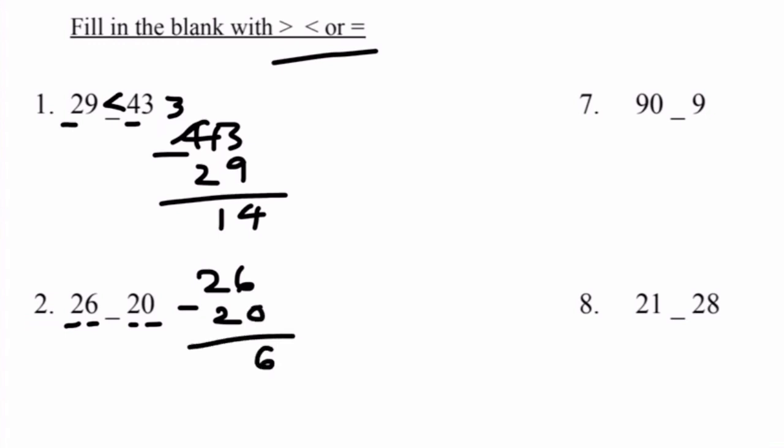2 minus 2 equals 0. 26 is 6 units greater than 20. Therefore, we know that 26 is greater than 20. Number 7, 90 and 9.